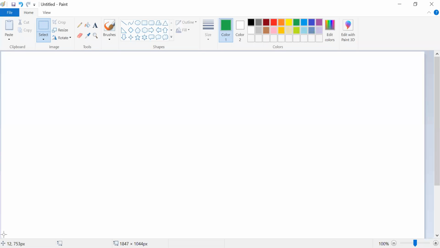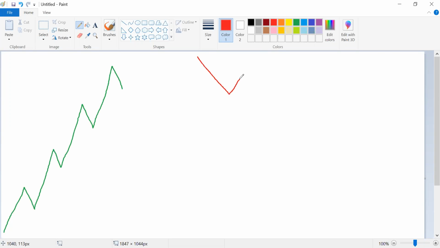So how do prices go? Prices go like this. It goes up, then it comes down. It goes up, then it comes down. Same thing when prices fall. It comes down, then goes slightly up, then comes down, then goes slightly up, then comes down, then goes slightly up. Is this clear?